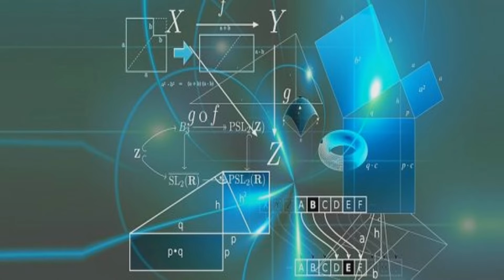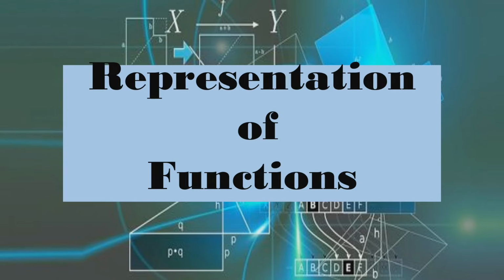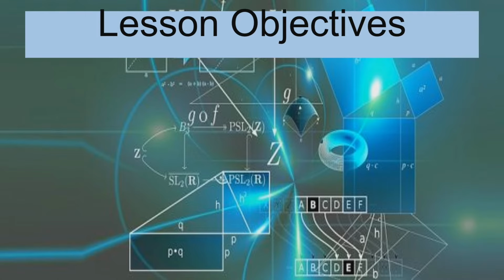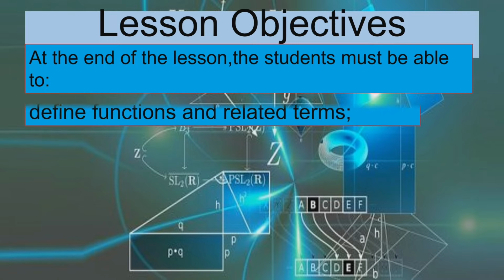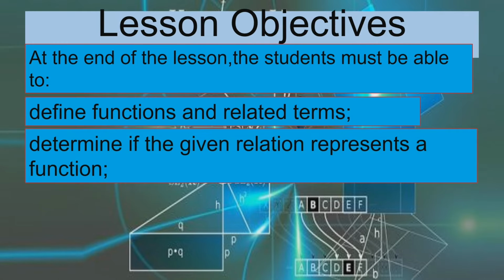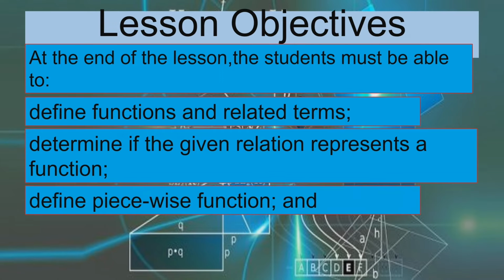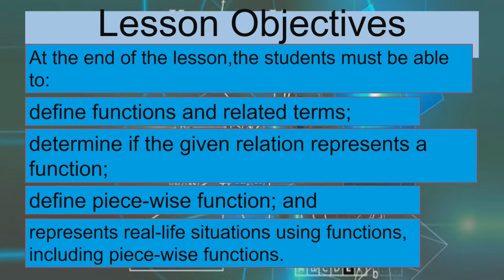Our lesson for today is all about representation of function. Lesson objective. At the end of the lesson, the student must be able to first, define the function and related terms. Second, determine if the given relation represents a function. Third, define piecewise function, and lastly, represent real-life situation using function including piecewise function.